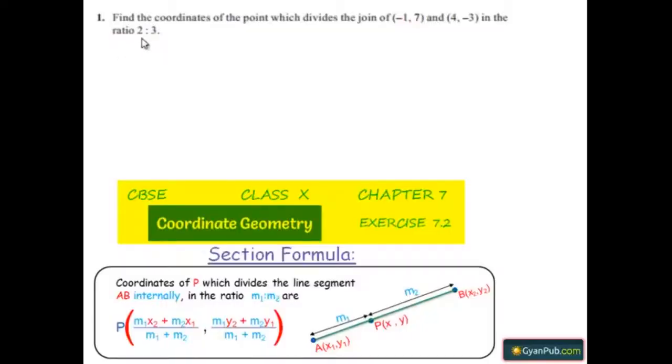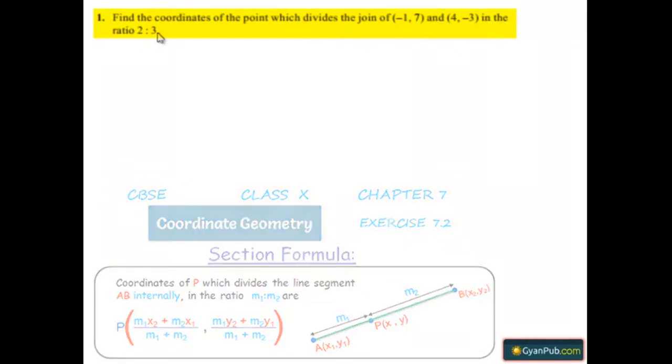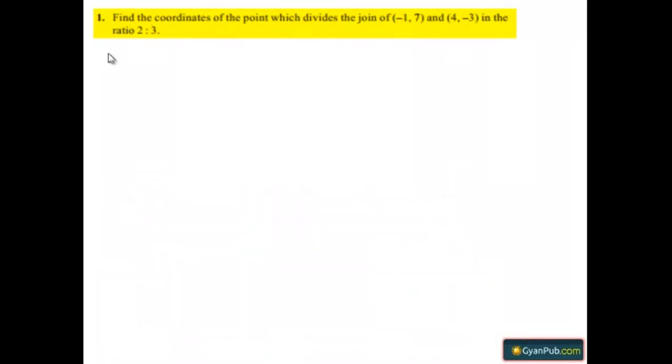Coming to the first question: find the coordinates of the point which divides the join of (-1, 7) and (4, -3) in the ratio 2:3. Moving on to the solution, let the given points be A(-1, 7) and B(4, -3).